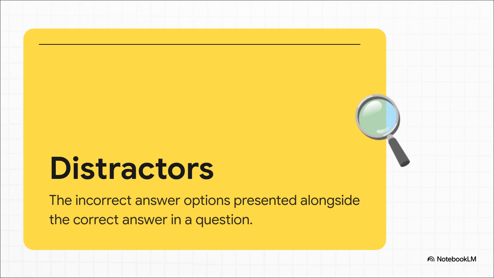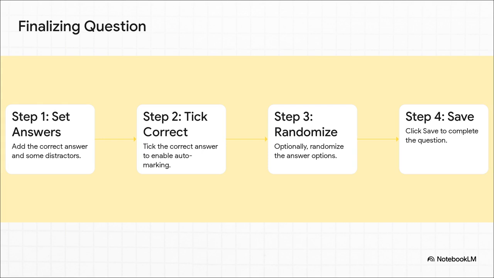These are way more than just wrong answers. They are the clever, plausible alternatives that make someone really have to think. Honestly, crafting good distractors is the secret to a quiz that truly challenges your audience. All right, let's finalize this question. You'll put in your correct answer along with those clever distractors we just talked about. Now, this next part is absolutely vital for auto-marking. Make sure you tick the box right next to the correct answer. You can also randomize the order to keep things fresh. Once you're happy, just hit save, and bam, your first question is complete.